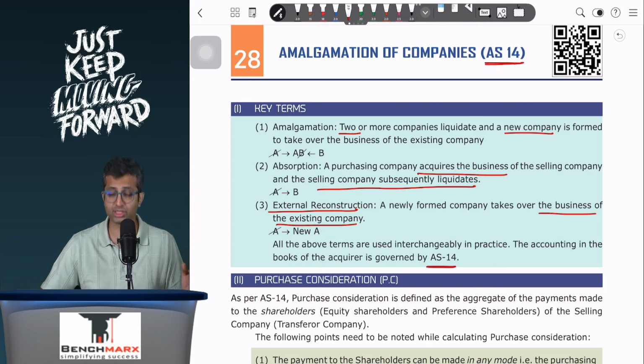Now, what does AS 14 say? AS 14 says that over here, when I acquire control over someone else's company, I need to pay for it. And that payment is called purchase consideration. In short, we call it PC.